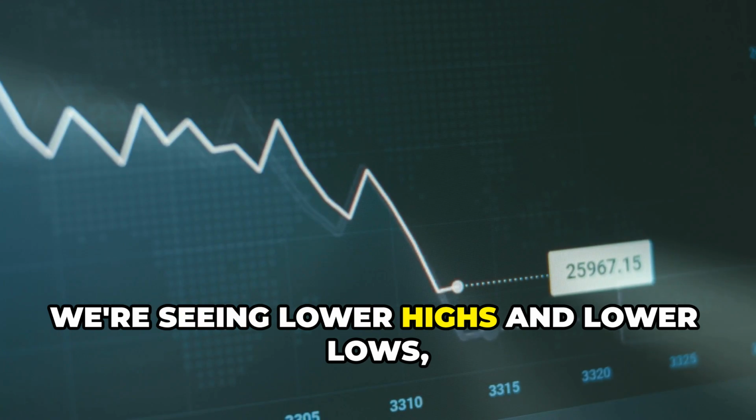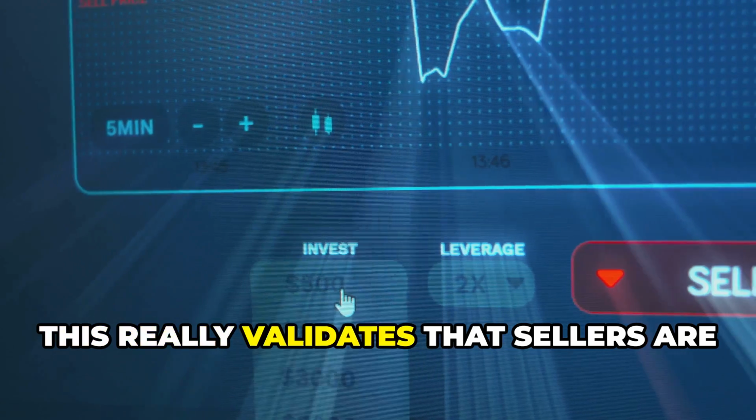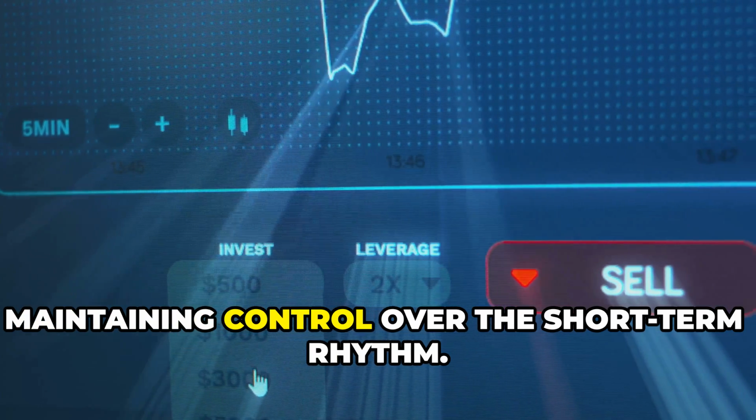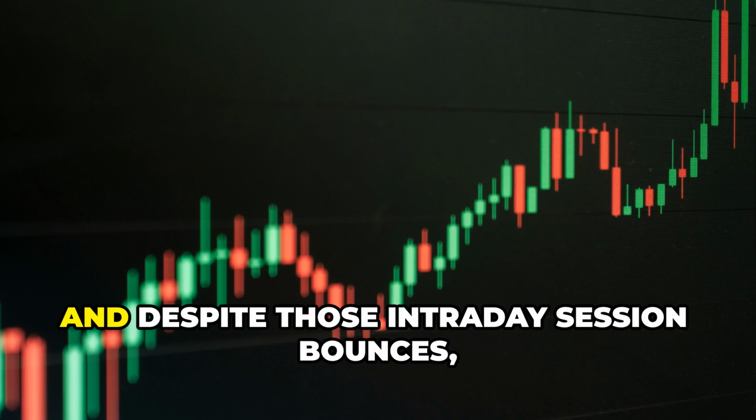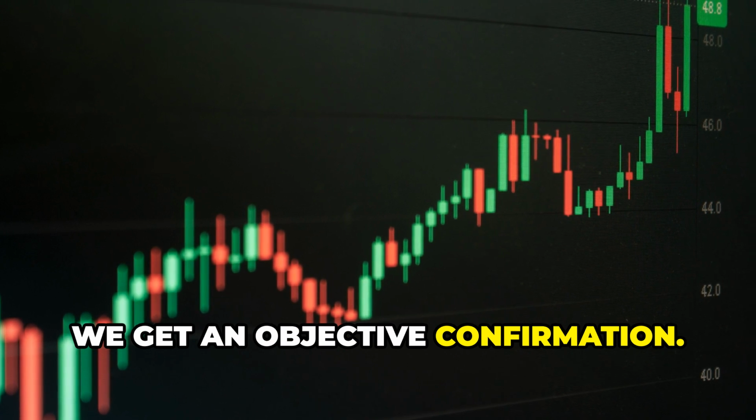We're seeing lower highs and lower lows, which form a downward structure. This really validates that sellers are maintaining control over the short-term rhythm. And despite those intraday session bounces, we get an objective confirmation.